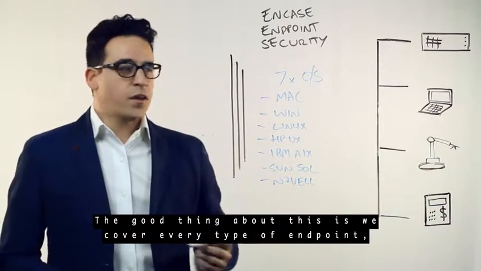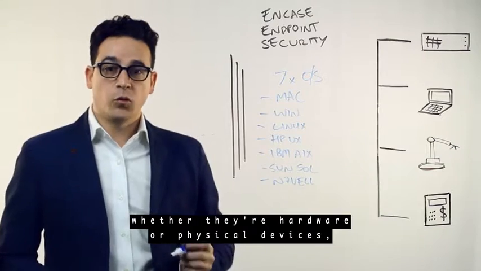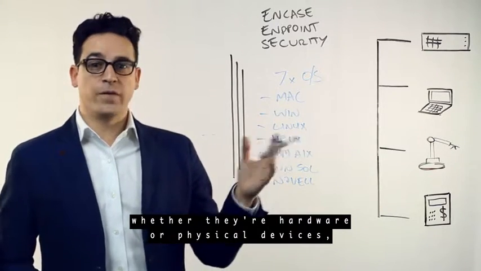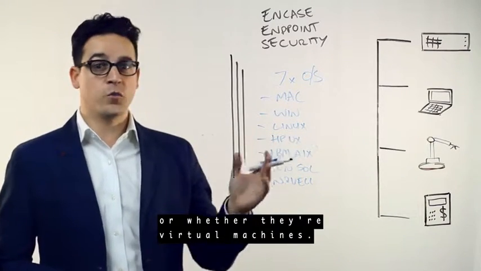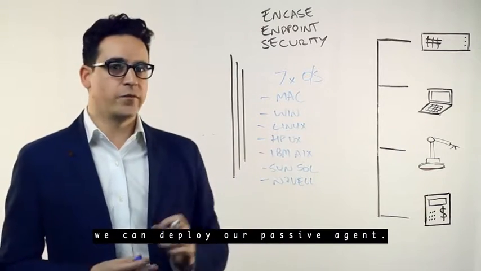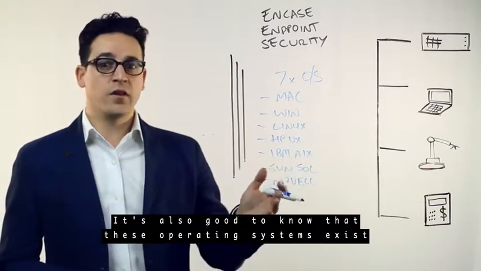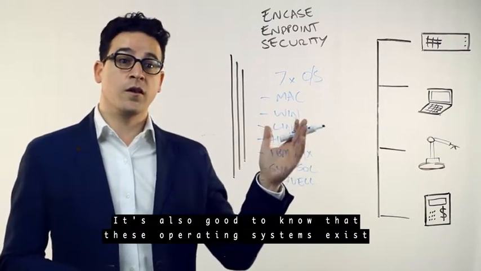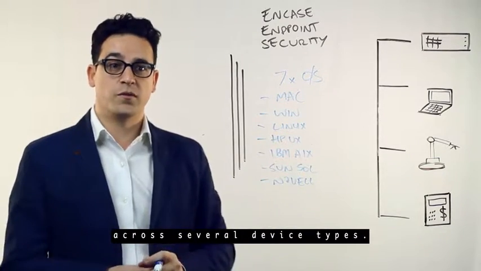The good thing about this is we cover every type of endpoint, whether they're hardware or physical devices, or whether they're virtual machines. As long as they have this operating system, we can deploy our passive agent. It's also good to know that these operating systems exist across several device types.